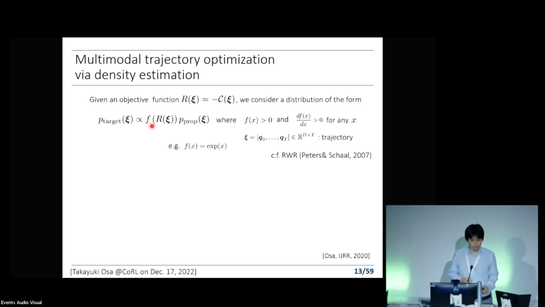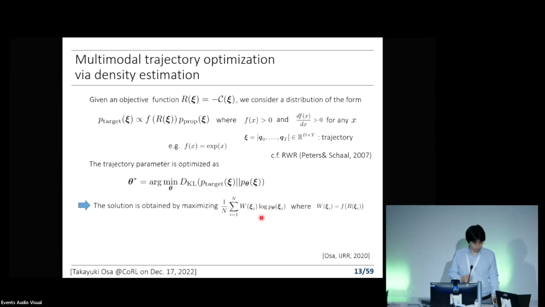Here, F is a kind of shaping function, and F is always positive and monotonically increasing. And here, P prop is a proposal distribution which we use to generate samples. This kind of shaping function has been used intensively in the field of reinforcement learning. Then we approximate this target distribution using a parameterized model. This problem can be formulated as minimizing the KL divergence between the target distribution and our parameterized model. The solution to this problem is given by maximizing a weighted log likelihood. If we use the mixture distribution as P theta, then we can estimate the multiple modes simultaneously. So that's what we do.